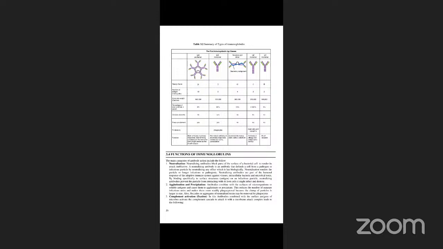So first one is neutralization. So neutralizing antibody, it blocks parts of the bacterial cell. Okay. So neutralization means it will stop, it won't kill the antigen. It will only neutralize. That means it will stop its spread. It will stop the infection. So they will bind to the surface of the bacterial cell and make it ineffective.